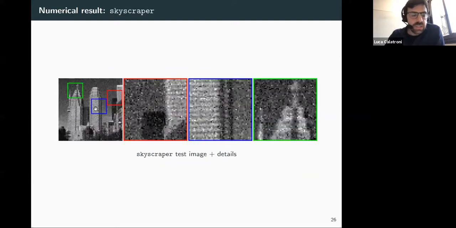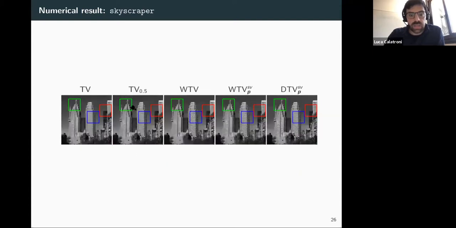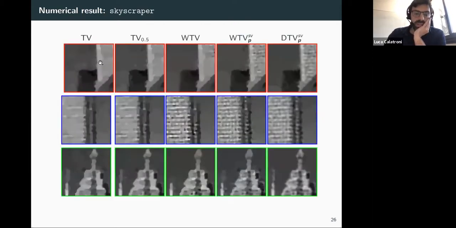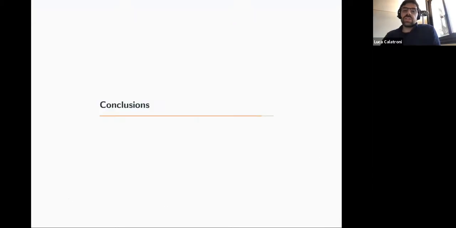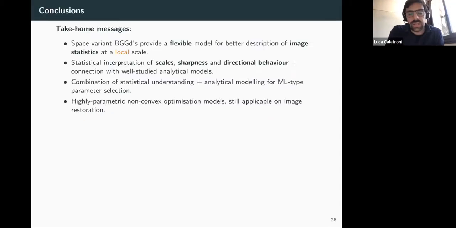so I quickly move to the final example again on the skyscraper image. Those are just the global reconstructions that we get, and those are just some zooms on some specific regions. So here we see the typical staircasing of TV, which is reduced a lot in the case of ratio-weighted TV, and even more in the case of directional TV. And here the texture part in the case of space variant models seems to be better preserved than TV, as we expect. Okay, so I just skip these two slides and move to conclusions.